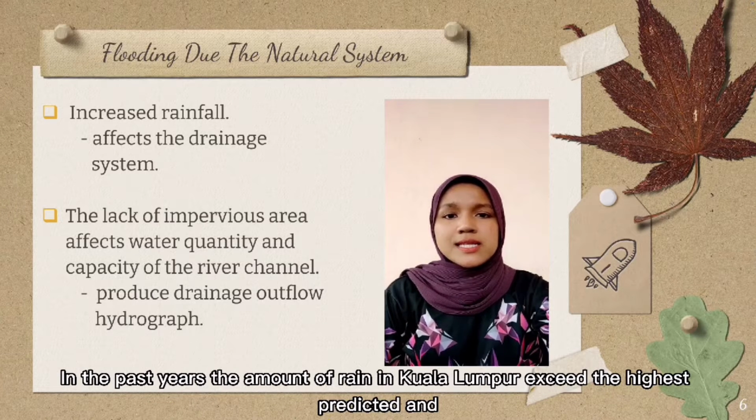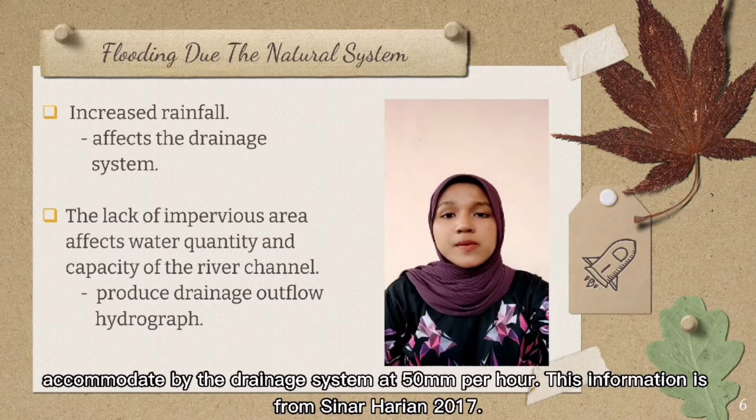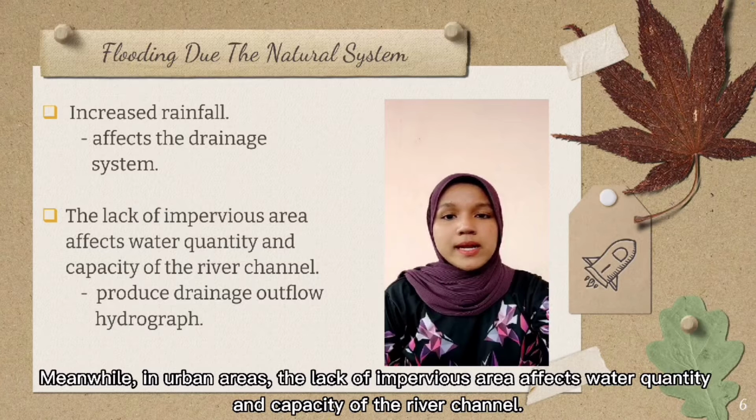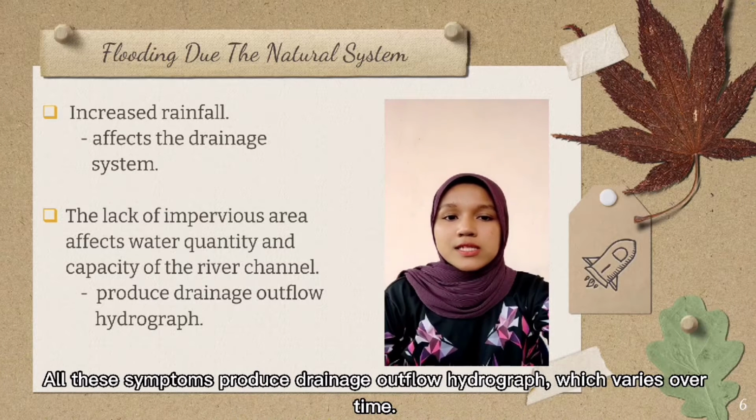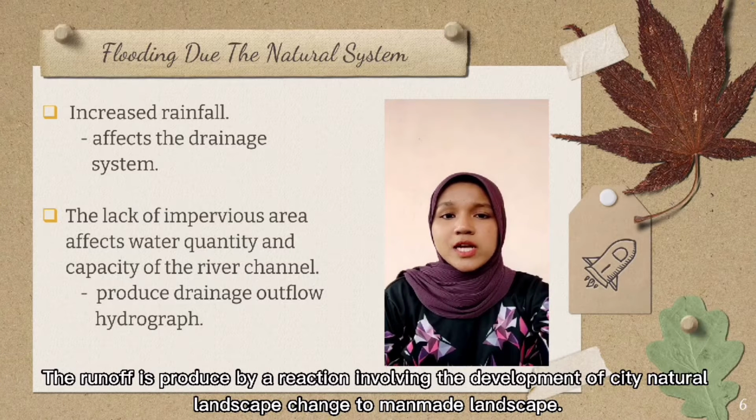In the past year, the amount of rain in Kuala Lumpur exceeded the highest predicted and accommodated by the drainage system at 50 mm per hour. This information is from Sinar Harian in 2017. Meanwhile, in urban areas, the lack of pervious areas affects water quantity and the capacity of the river channel. All these systems produce a drainage outflow hydrograph which varies over time. The runoff is produced by a reaction involving the development of the city, with natural landscape changing to man-made landscape.